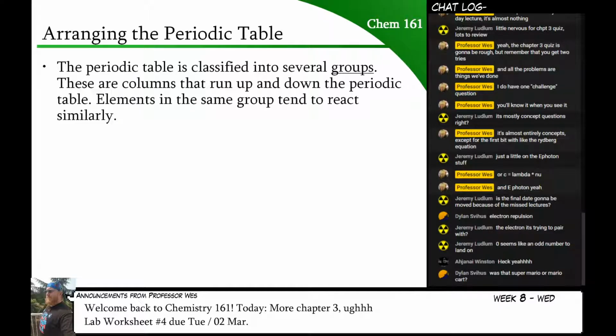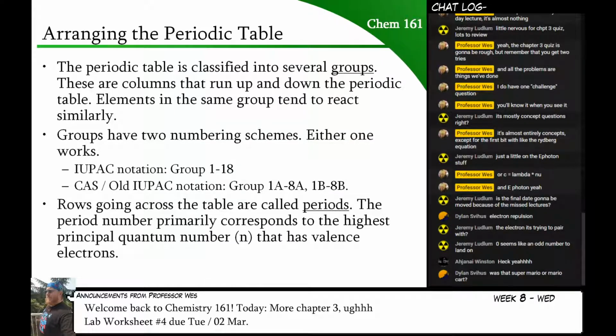I have been using this terminology all along. I didn't realize that we hadn't actually formally introduced it. But yeah, if you don't know what a group is by now, groups are columns on the periodic table. I very much apologize if I didn't say that. And then rows going across are periods, so that's what I was referring to. Remember that periods correspond to your valence shell, n. And elements in the same group have the same number of valence electrons.